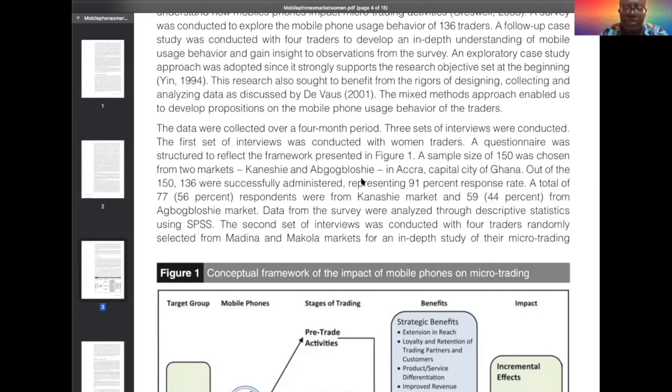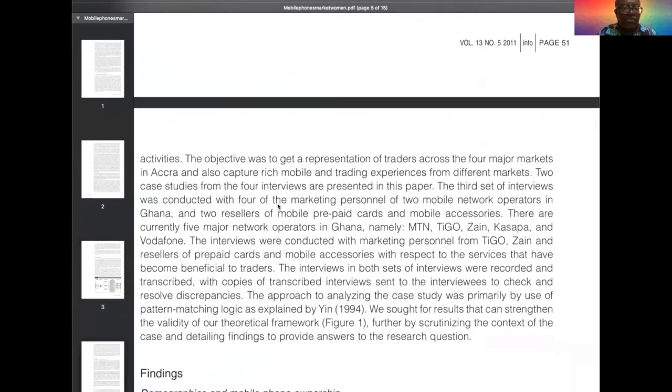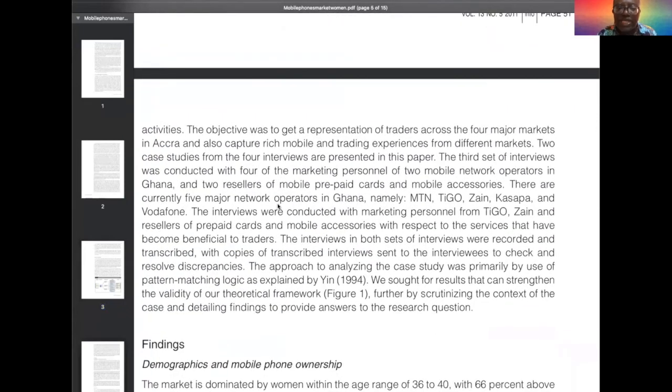The second set of interviews was conducted with four traders randomly selected from Madina and Makola markets. So where we did the case study is different from where we did the quantitative, so that we have a better picture of what is happening in Ghana. The quantitative was taking place in Kaneshi and Abubushi. Then Madina and Makola was where we did the qualitative. The objective was to get a representation of traders across four markets in Accra and to capture rich mobile and trading experiences from different markets. So you see why we are using different markets in all of this. Then two case studies from the four interviews were presented in the paper. Because it's a short paper, I presented only two. I didn't present all the four.